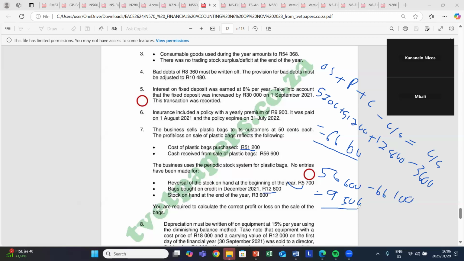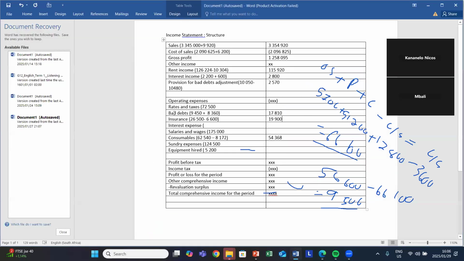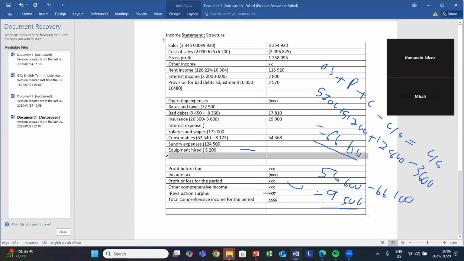Our loss on the sale of plastics is 9,500. You also get the same amount. Yes. So under expenses, we made a loss. You'll write loss on the sale of plastic bags.